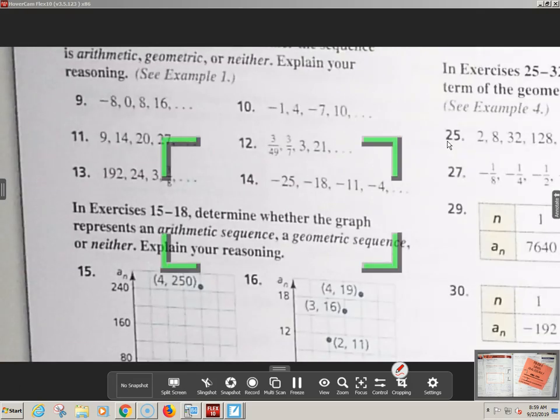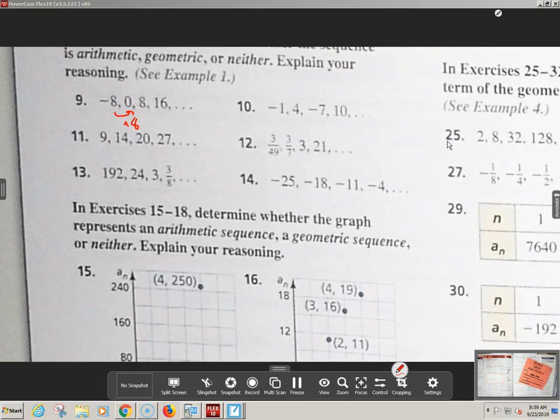Number 9? Because number 9, what are you doing? Adding 8. You're adding 8 every time. You're going up, but you're going up a specific way. You can't just say going up. You're going up by addition, right? Since it's addition, that would be an arithmetic sequence.